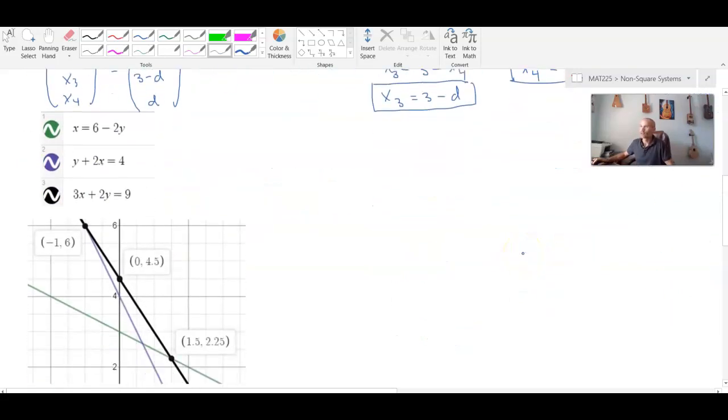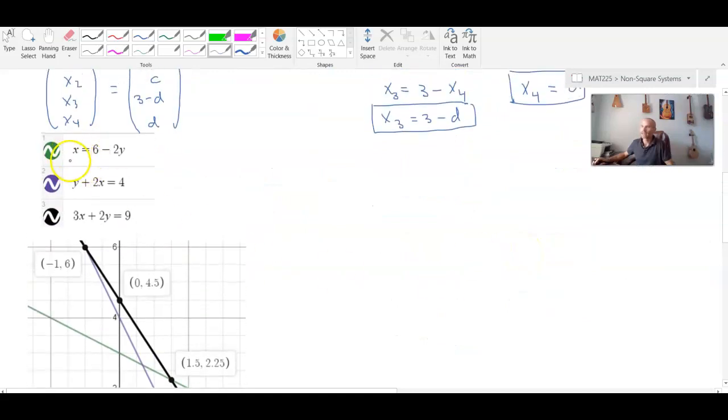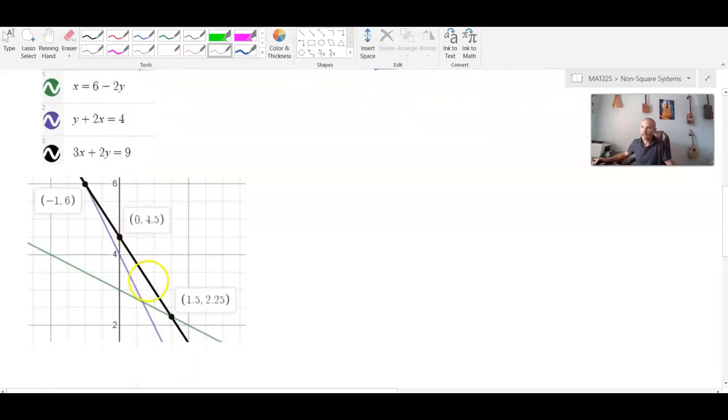Great, let's go ahead and apply this now. Let's look at a system that has 3 linear equations in 2 dimensions, and if we take a look at the system in graphical space, we see that they don't all intersect at a common point. Any pair of them intersects, but not at the same location.